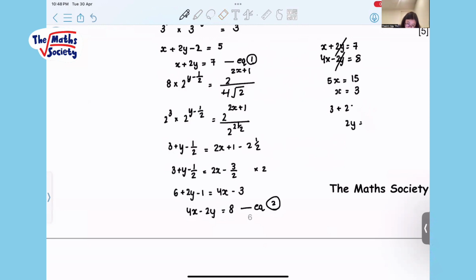I'll just write it again. x is 3, so 3 plus 2y equals 7, 2y equals 4, so y is going to equal 2, and that's how you get your x and y answer.